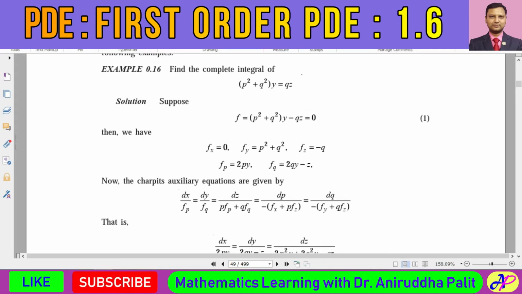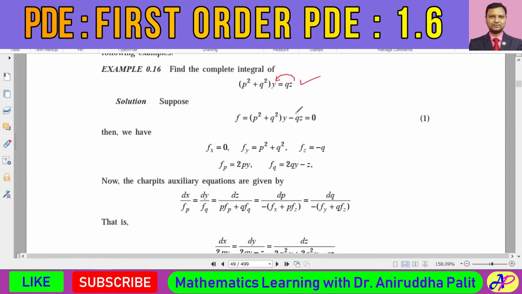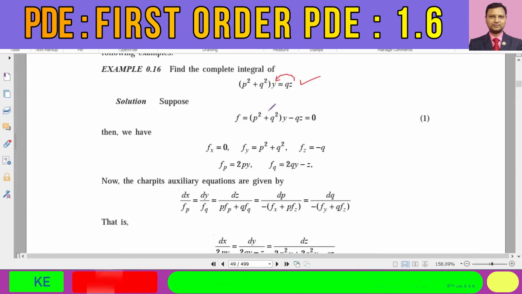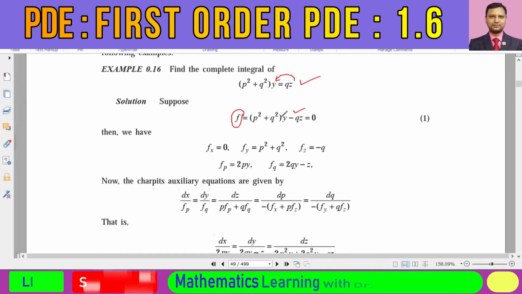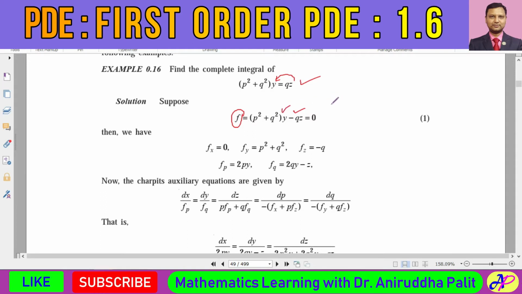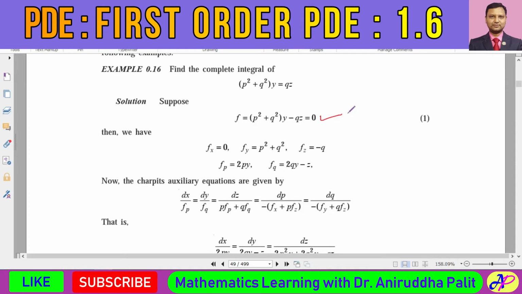You see, this is a nonlinear differential equation: (p square plus q square) into y is equal to qz. So if we shift this qz to the left hand side, we will have this kind of differential equation. That will be the expression of f. f is equal to (p square plus q square) into y minus qz. So (p square plus q square) y minus qz is equal to 0. That would be the first differential equation.